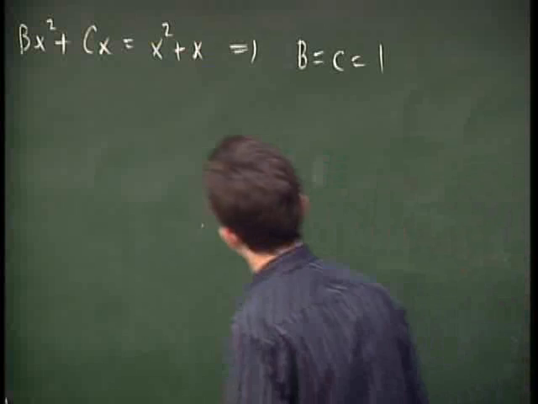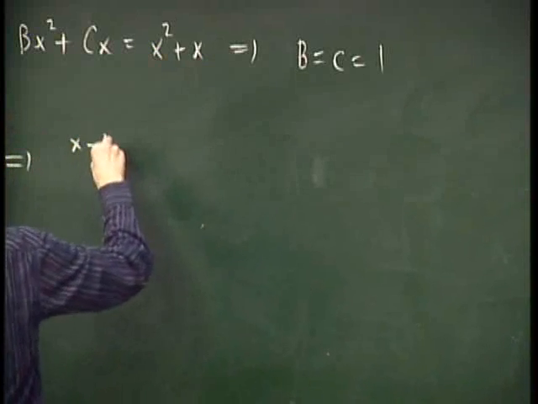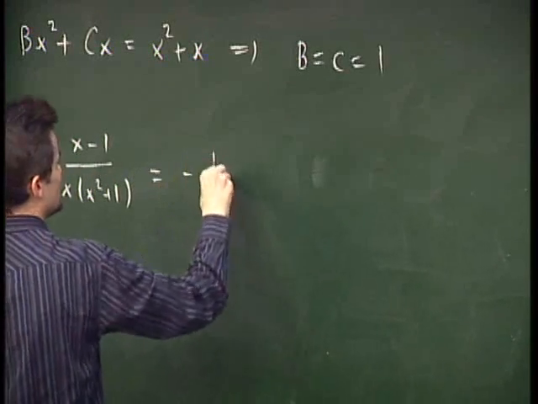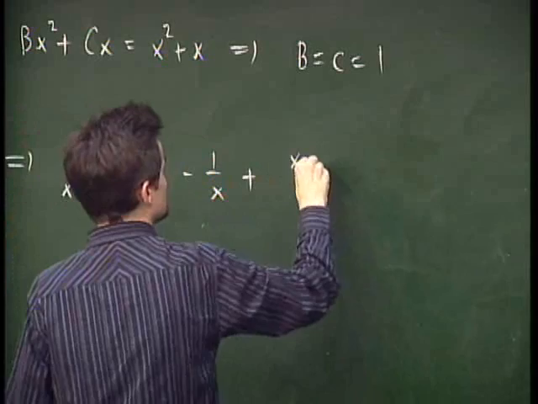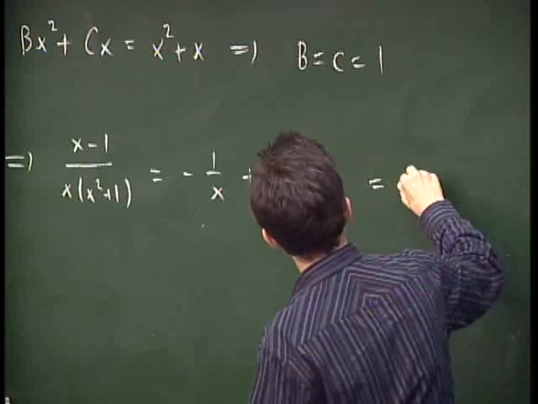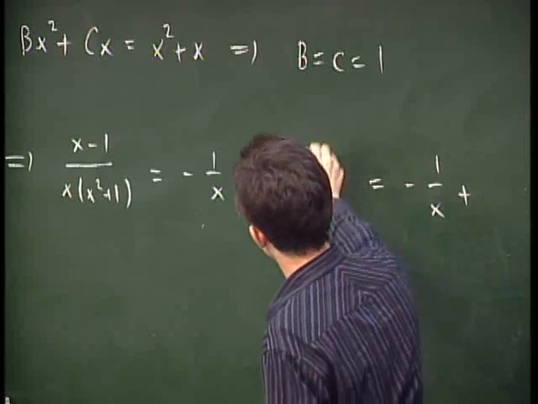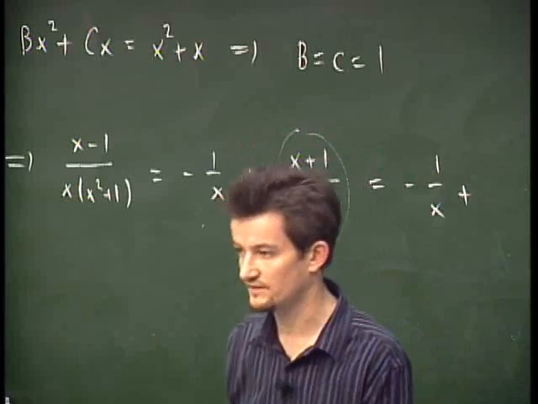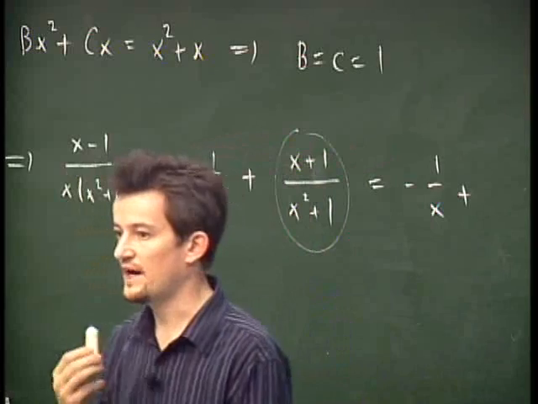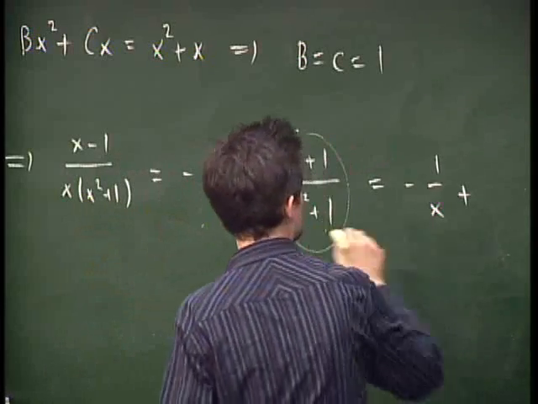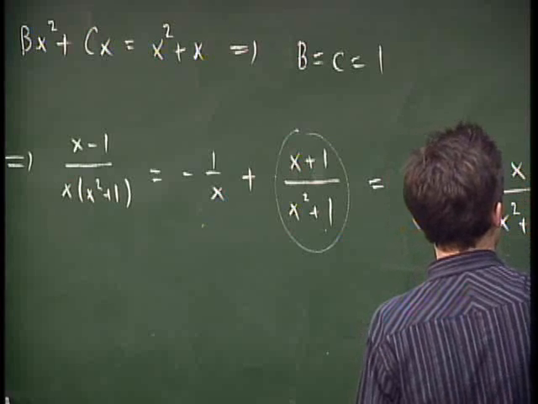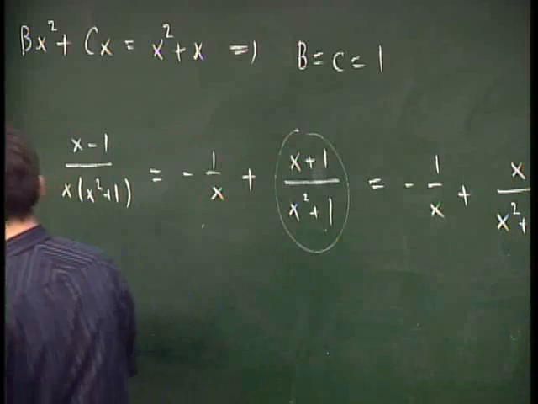So our original rational function (x minus 1) over (x squared plus 1) is equal to minus 1 over x plus (x plus 1) over (x squared plus 1). For this part, you cannot further simplify it, meaning you cannot write it as a sum of simpler partial fractions. But this is already simple enough, so you can write it for the integral like this: x over (x squared plus 1) plus 1 over (x squared plus 1). And now computing the integral is very easy.